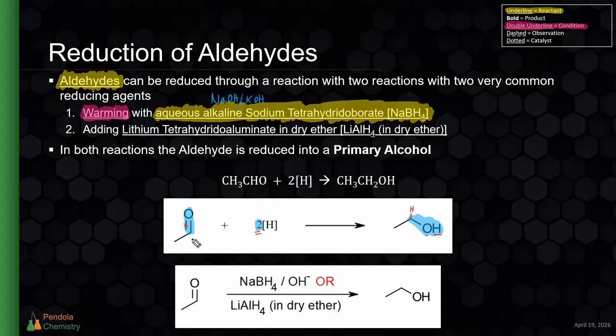Well, we have another alternative reactant that we can do this with, and that is going to be lithium tetrahydridoaluminate, LiAlH4. So very similar, along the same lines here, but with LiAlH4, when we add that reactant, it does have to be in dry ether, not in aqueous solutions.